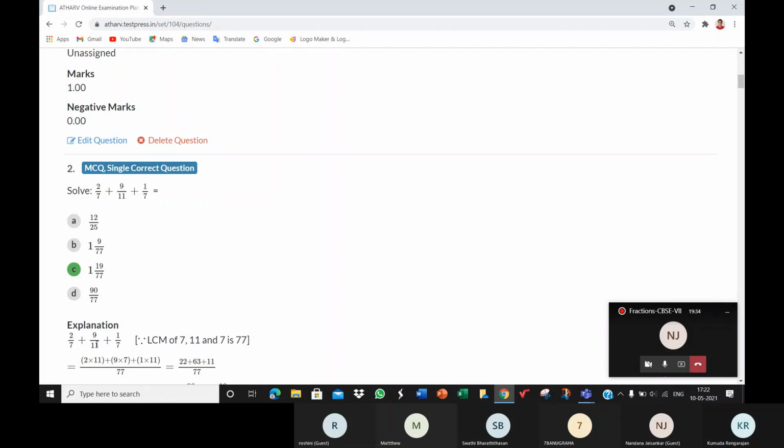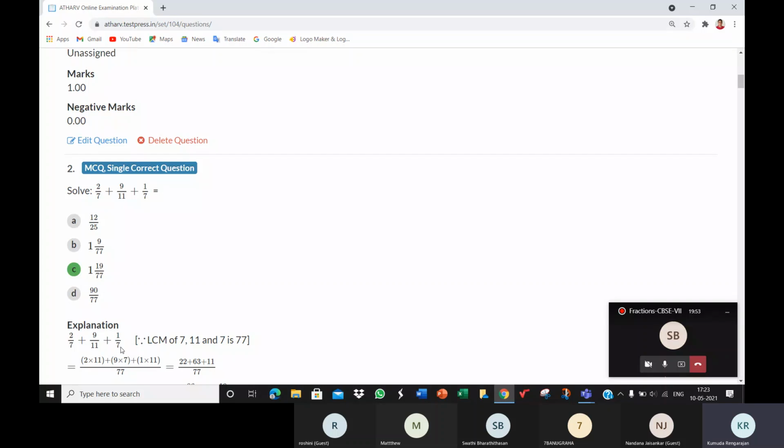Plus 11 into what is 77? Ma'am, 11 into 7 is 77. So 11 multiplied by 7. So multiply 7 to the numerator. That's what you see here: 9 into 7.